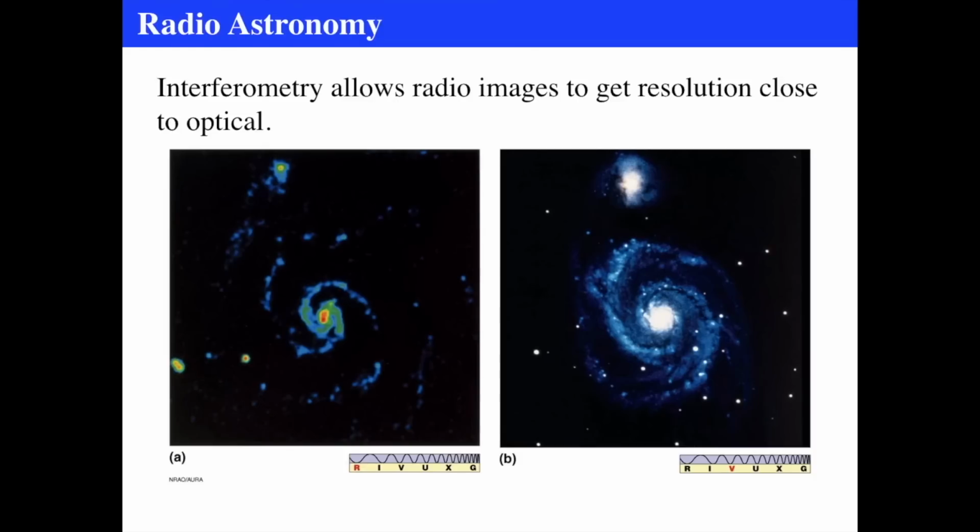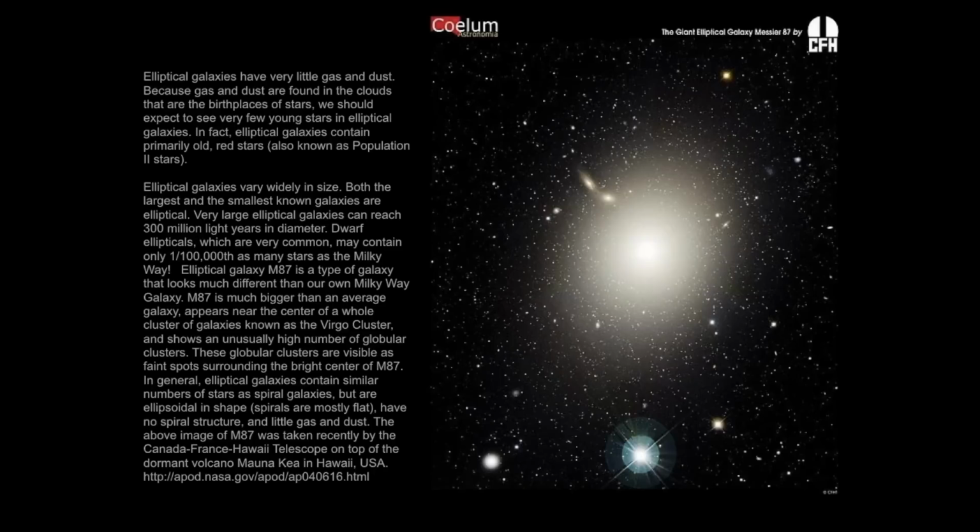All right. So interferometry gets radio images as close to the resolution of optical as possible. So you have to use interferometry in order to get the resolution of optical telescopes. It's the only way to do it, because big telescopes like Arecibo and even FAST can't do it. So it's neat and everything, but you need the interferometry in order to get it. All right, so what can we see?